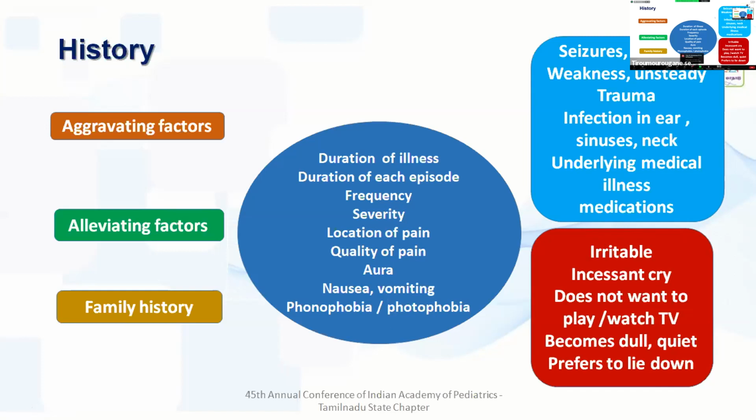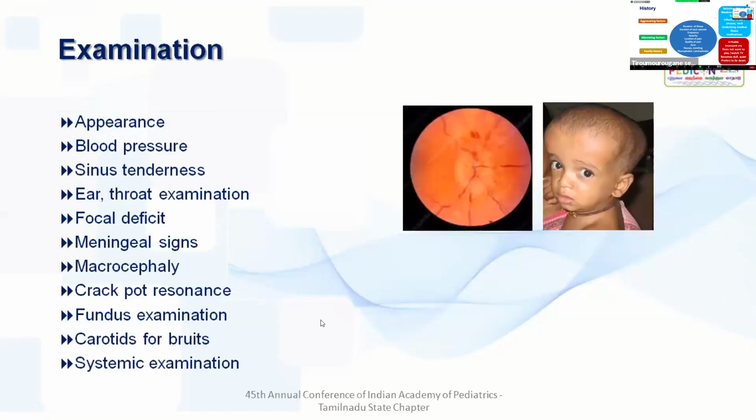The child is having an incessant cry, doesn't want to play or watch TV, becomes dull, quiet, prefers to lie down. All this denotes that a child may have phonophobia or photophobia. During examination, a focused examination should be done, and we should look at the appearance of the child, whether the child is dull, lethargic. Blood pressure is an important thing one should not forget.